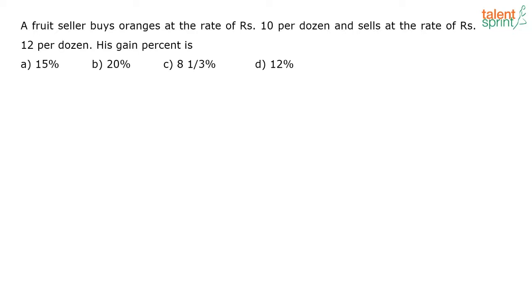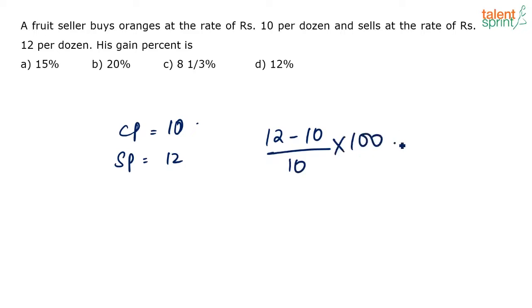A fruit seller buys oranges at the rate of rupees 10 per dozen and sells at the rate of rupees 12 per dozen. His gain percentage is dash. Very, very easy question, no? See, for 1 dozen, what is his cost price? Cost price for 1 dozen is 10. Selling price for 1 dozen is 12. So, what is his gain percentage? It is nothing but 12 minus 10 divided by 10 into 100.